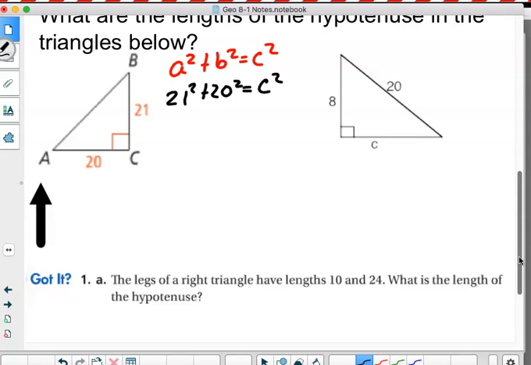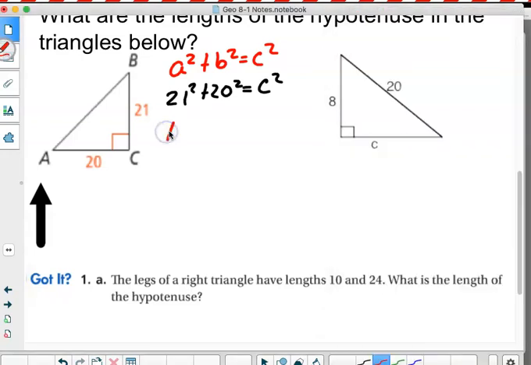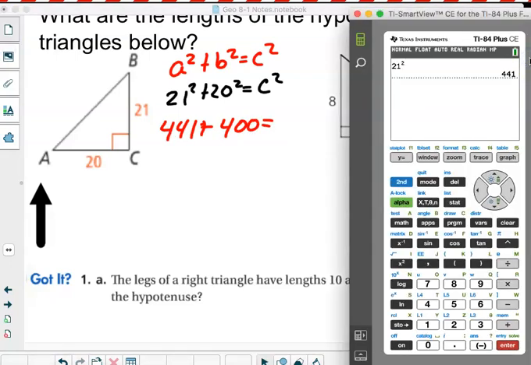My 21 squared, if I go over to my calculator, 21 squared, that's 441. So I've got 441 plus 20 squared, and that's 2 times 2, which is 4, and 2 zeros, so it's 400. Now I've got 841 in my calculator. I'm going to take the square root.